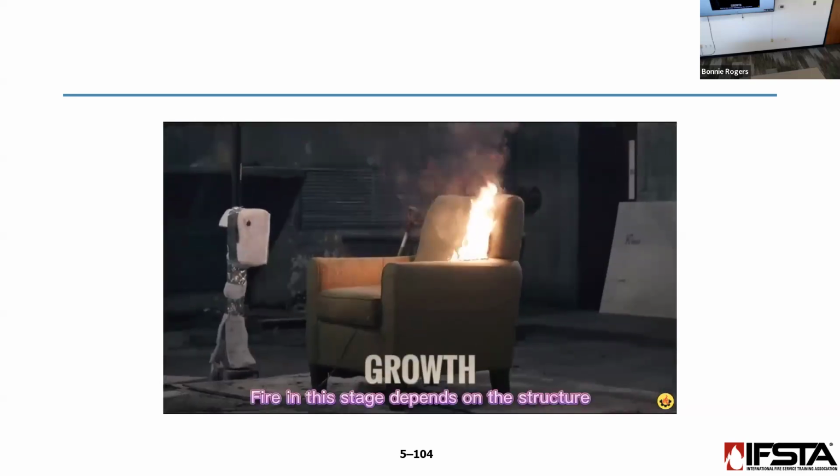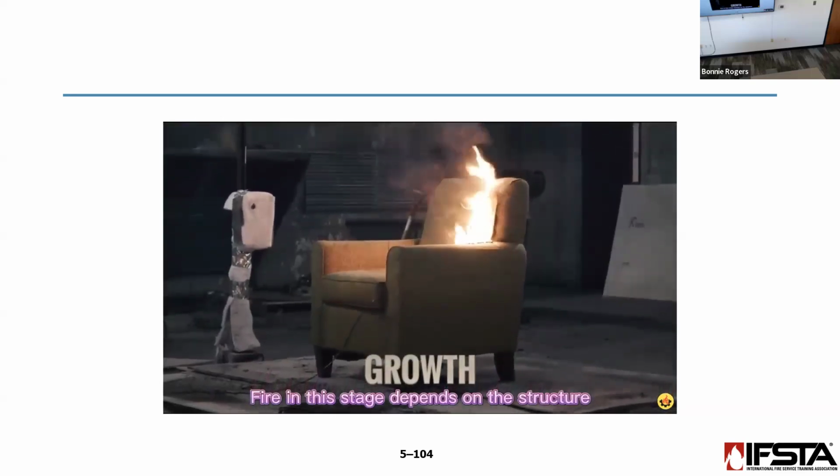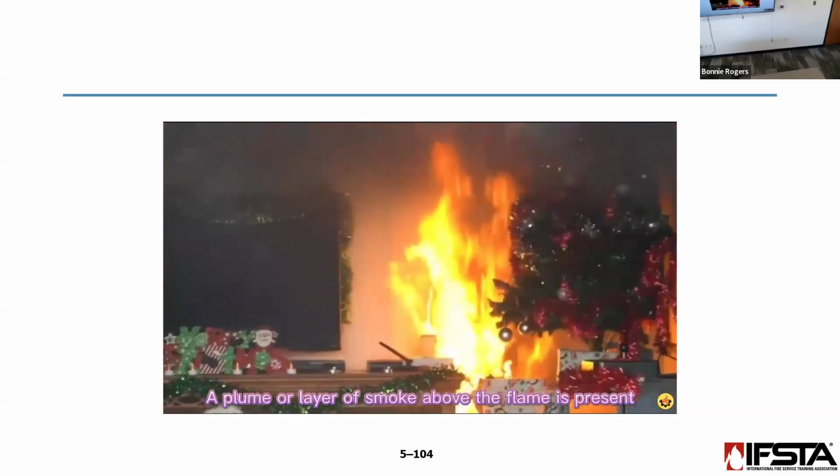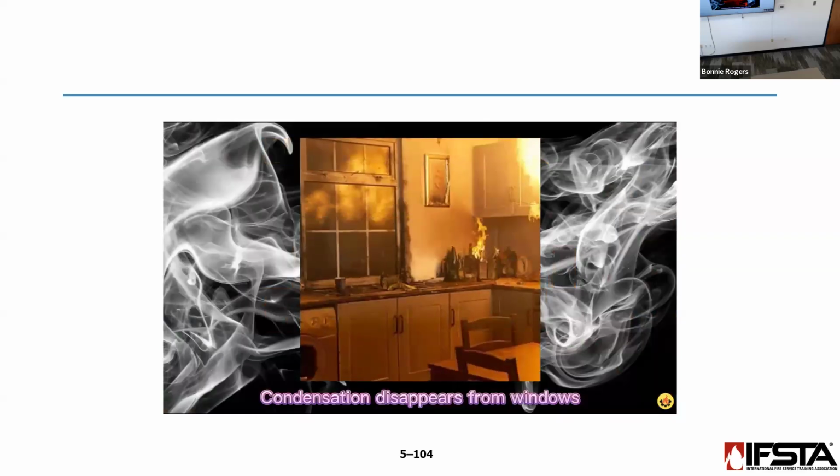Growth stage. Fire in this stage depends on the structure of the building and the fuel available. There are sufficient oxygen and fuel to support the ongoing growth of flame. A plume or layer of smoke above the flame is present. The temperature in the room increases. Condensation disappears from windows. Brown stains and cracks on window glaze may appear.